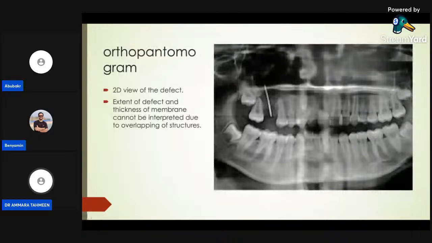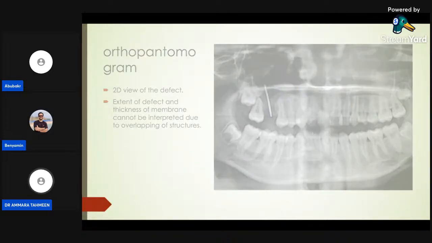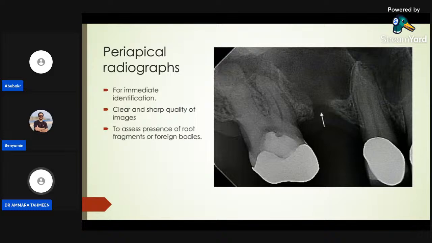Periapical radiographs are preferred because of the sharp and clear quality of images, detailed images, and you can assess the presence of any root fragments or foreign bodies, or due to the failure of the implant, if the implant has slipped into the maxillary sinus, so you can get a brief idea of what's happening exactly. So for immediate identification on the chair side, periapical radiographs are very useful.